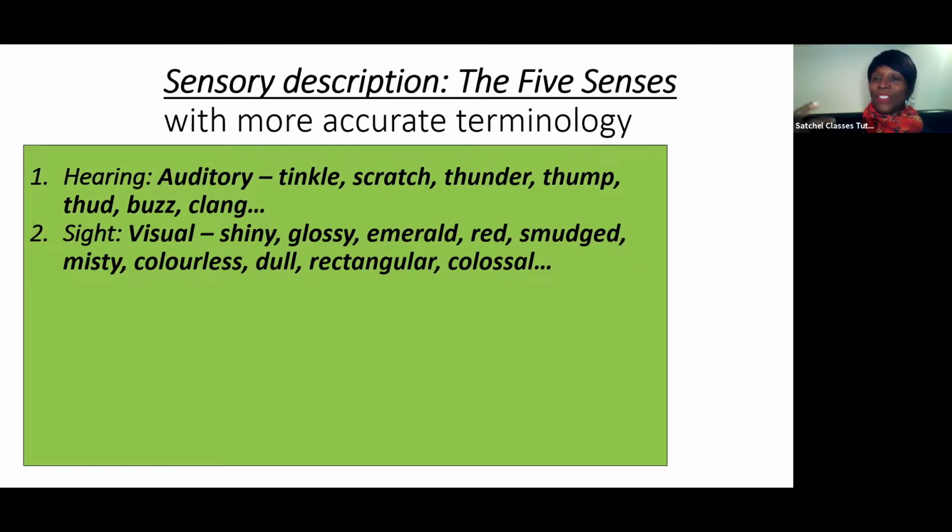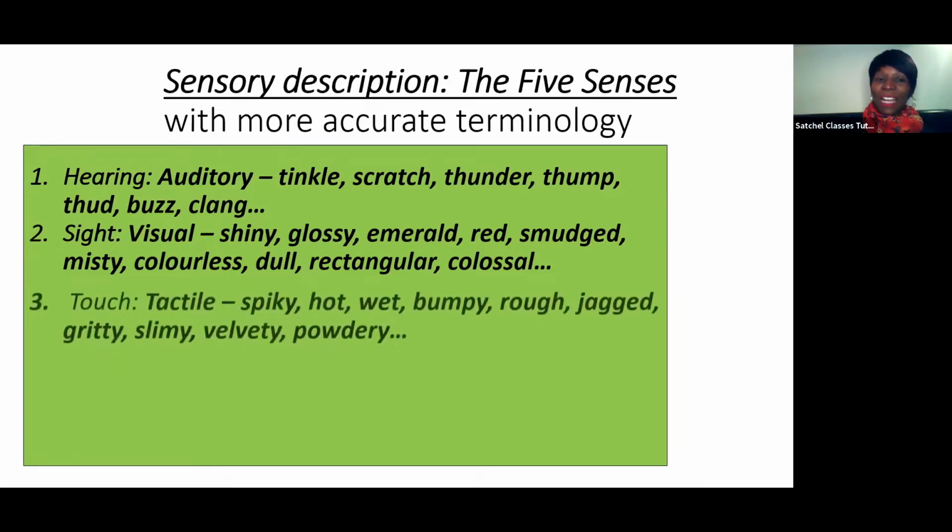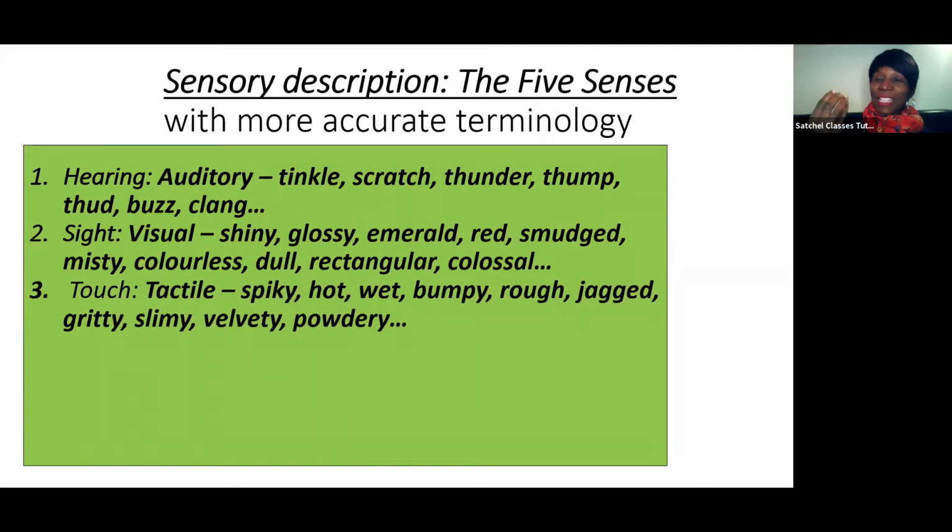And it also can refer to shape and size in your Victorian London street. Also, perhaps you're thinking about the sense of touch, tactile description, things that are spiky or hot or wet or bumpy or rough or jagged or grimy or slimy or velvety or powdery in your description.